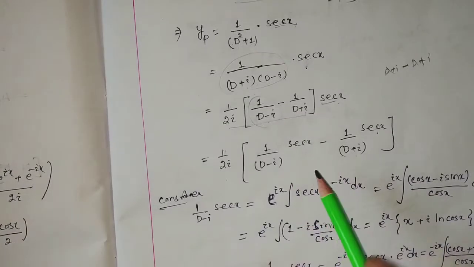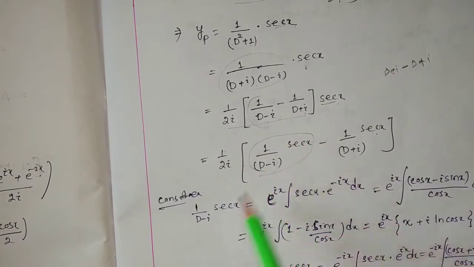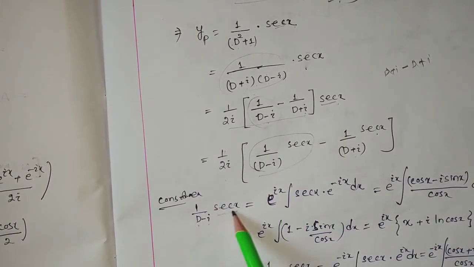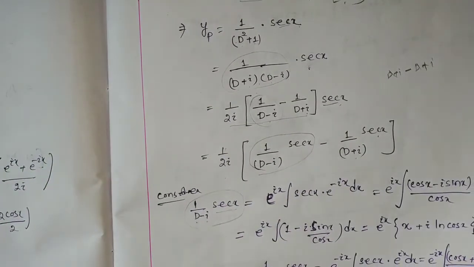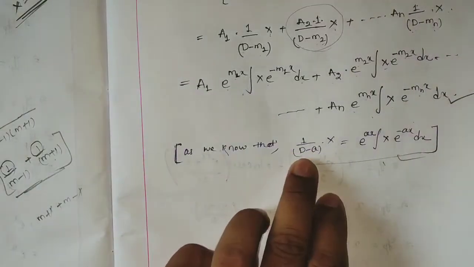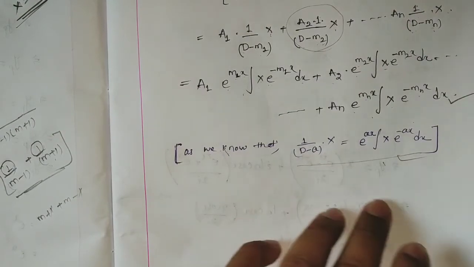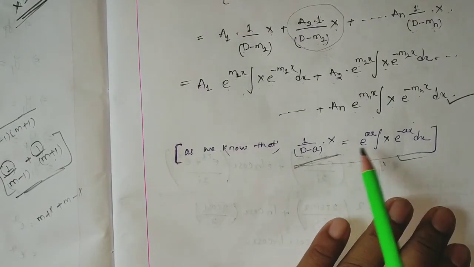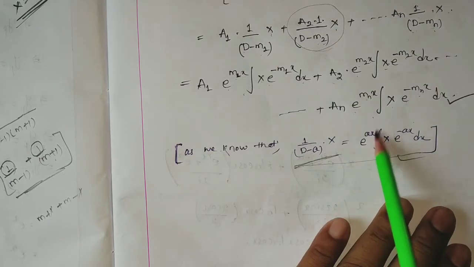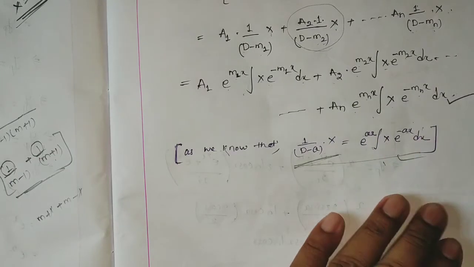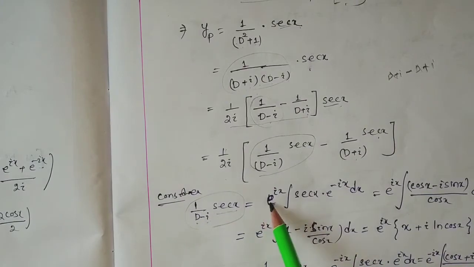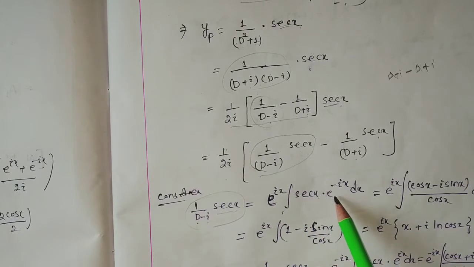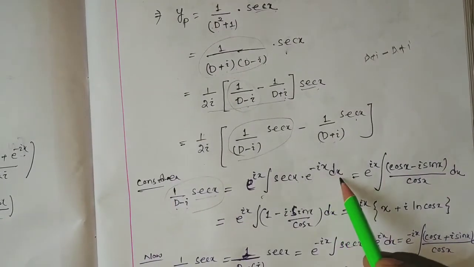Now first we have to consider this one, 1 by (D minus i) sec x. This is in the form of 1 by (D minus a) on a source function. So this is nothing but e to the power ax, integration of x into e to the power minus ax. Here a is i. So it will be written as e to the power ix, integration of sec x into e to the power minus ix dx.